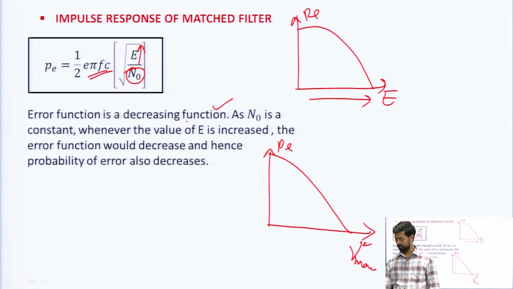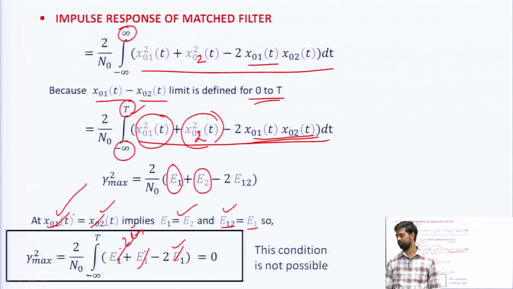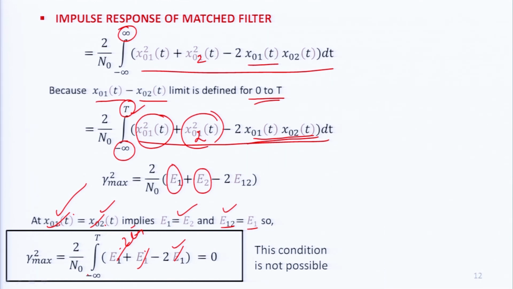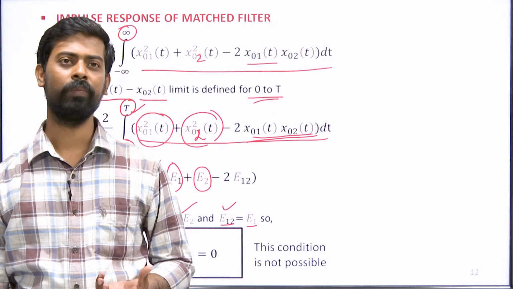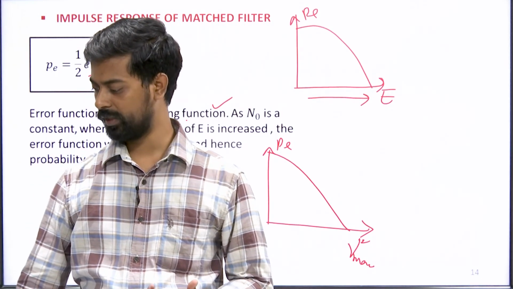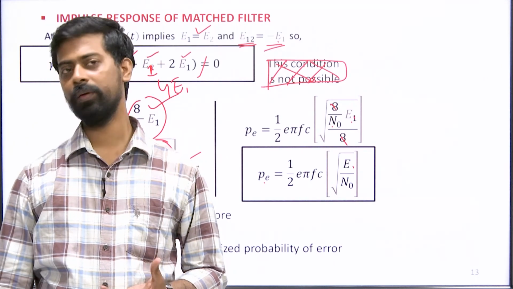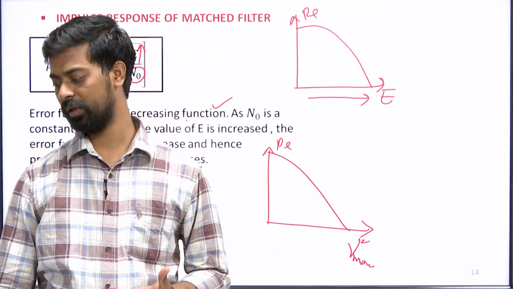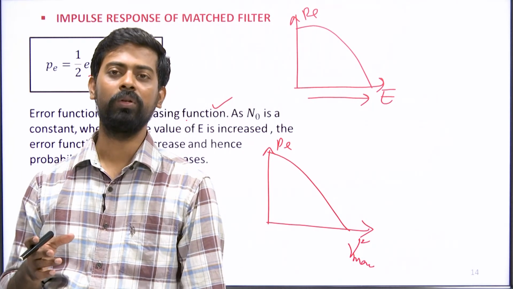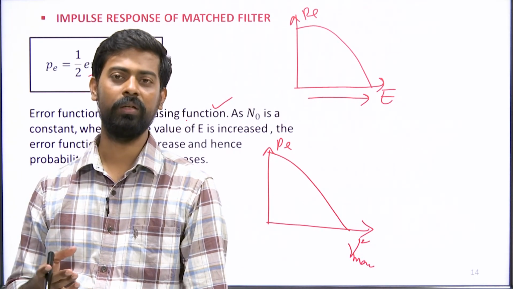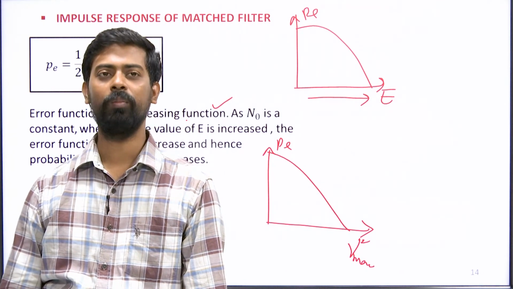So, we have already seen the matched filter, what the impulse response of the matched filter is, and what the probability of error in the matched filter is. Now finally we have calculated the generalized probability of error in the matched filter, and we have seen how this probability of error depends on your energy and SNR. So, this is all about the matched filter.